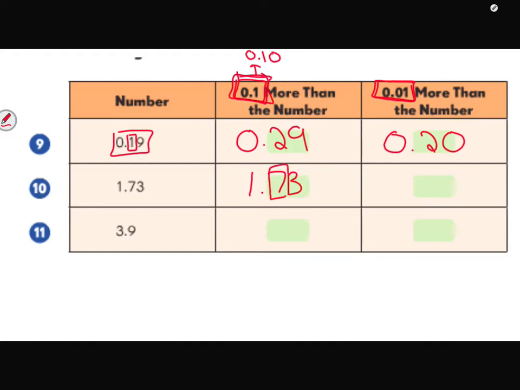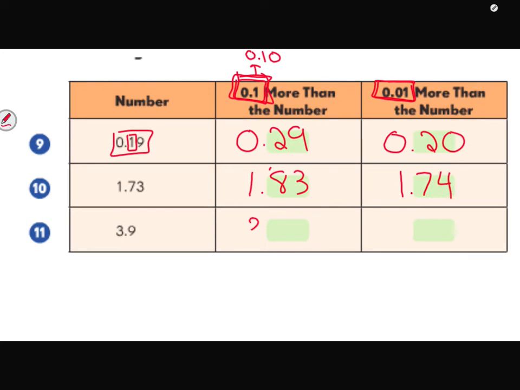If I have 1 and 73 hundredths, and again I'm adding a 1 in the tenths place, here's my tenths place. If I'm adding 1 to the tenths place, if I had 7, I now know that I have 8. And same thing here, if my original number was 1 and 73 hundredths, and I'm adding 1 in the hundredths place, well, if I had 3 hundredths and I'm adding 1, now I have 4 hundredths.